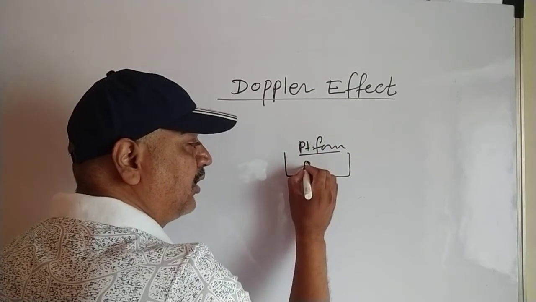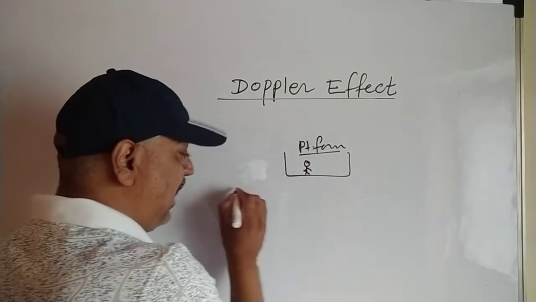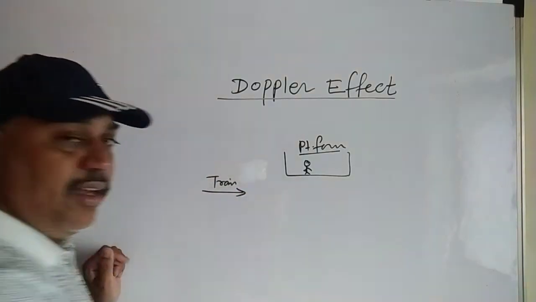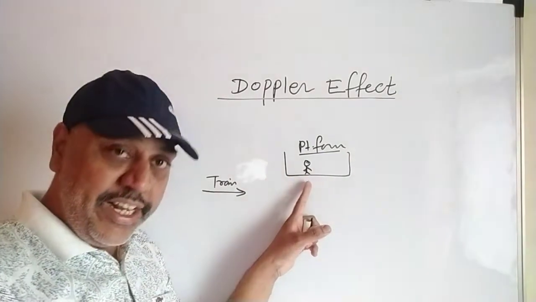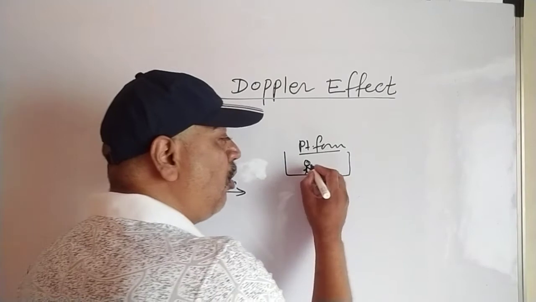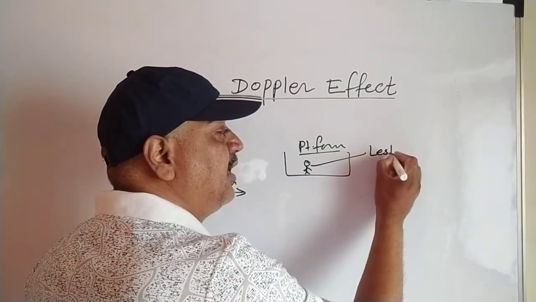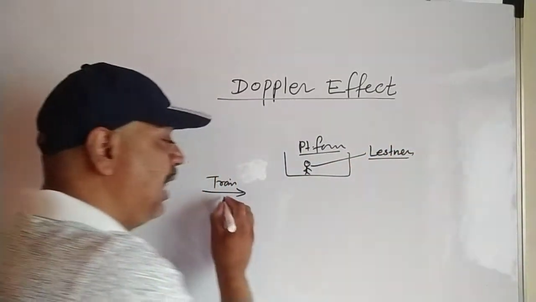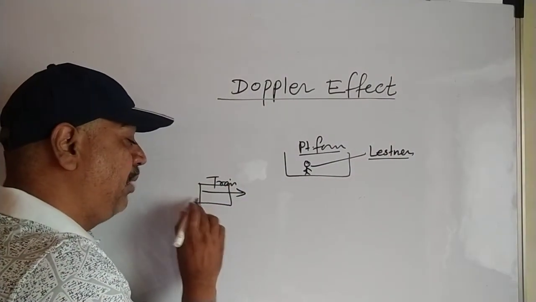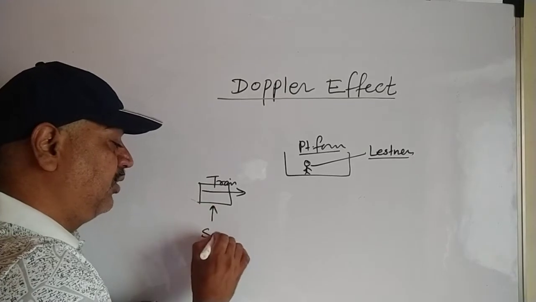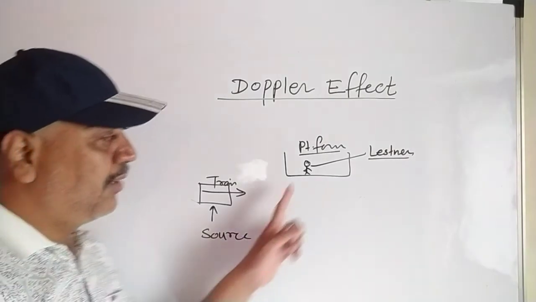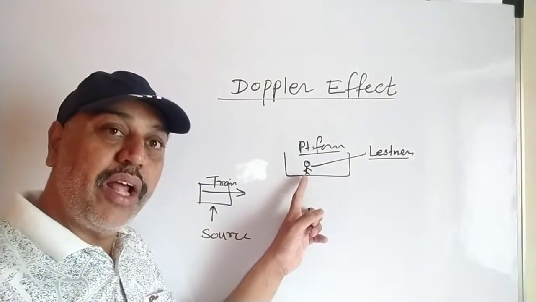Suppose we are standing here, and the railway train is coming from this side. We are just observing, which means we are the observer, or we can say the listener. This train is moving and gives some sound, and that is said to be the source of sound, which will produce a sound wave. We are standing on the platform as the listener.